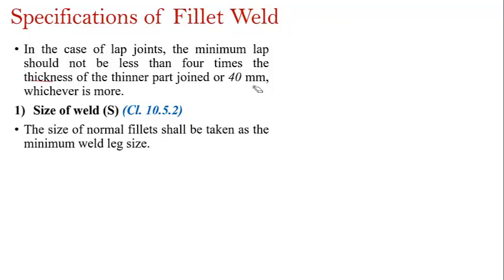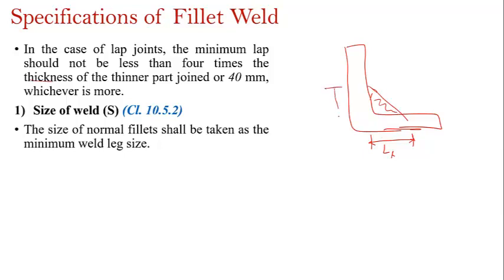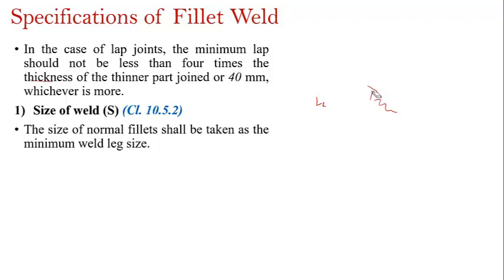So what is this leg size? As I showed you in the figure in the previous slide, leg length is nothing but, I am providing the weld here, this is the leg length or leg size. So usually the size of normal fillet welds shall be taken as the minimum weld leg size. Okay, so the leg size will be there along the x-axis and the leg size will be there along the y-axis. This is also called leg size. So whichever is minimum, that you are going to take as the size of the fillet weld. Okay, now in a broad way, let's talk about this size of the fillet weld.